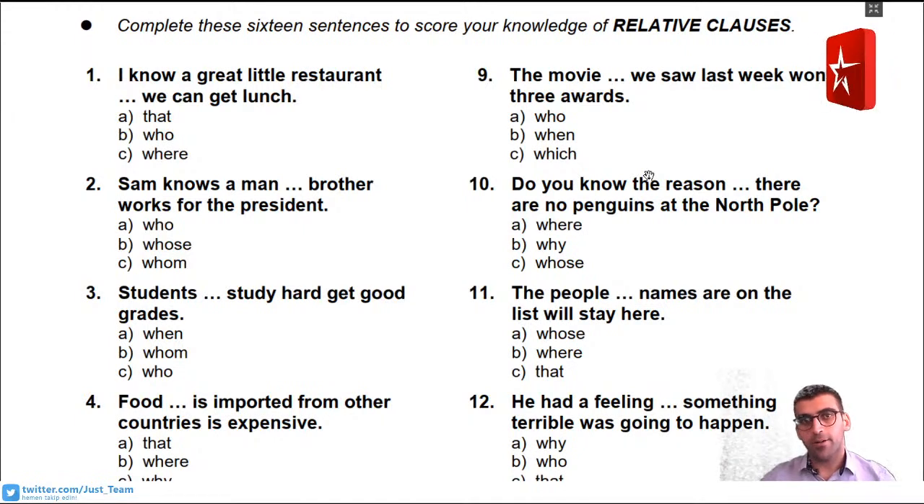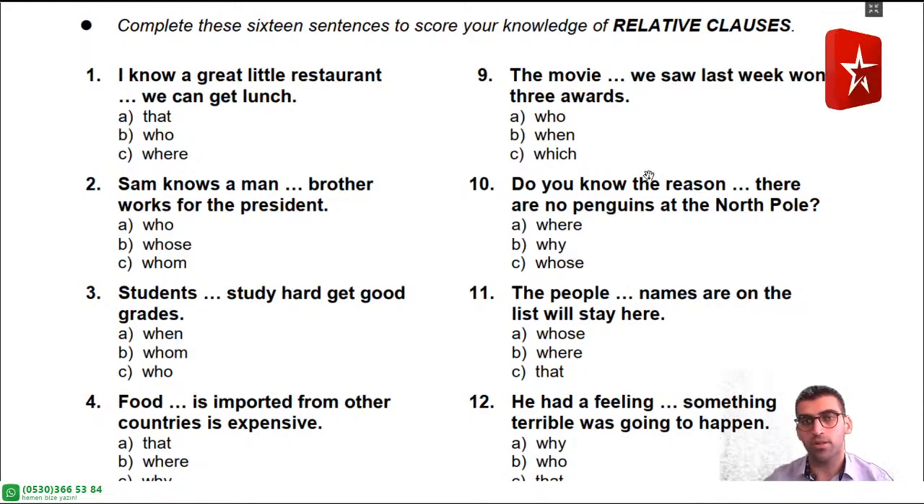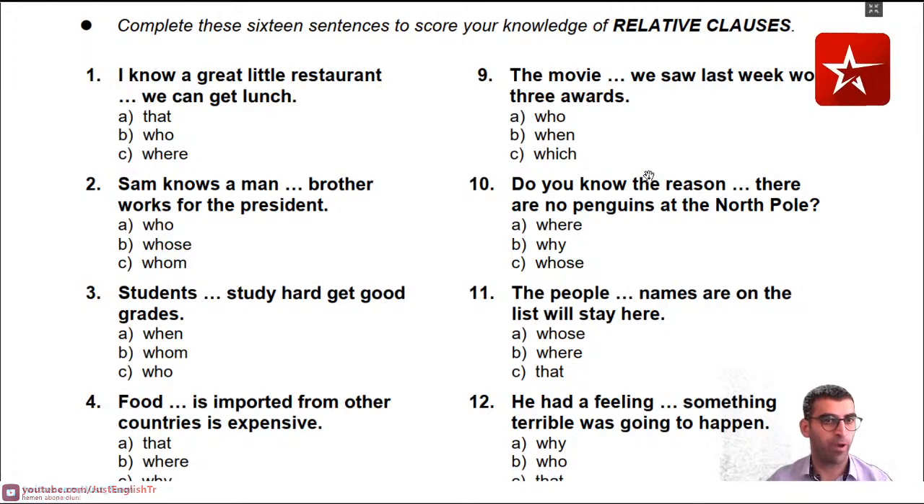I know a great little restaurant where we can get lunch. Yes, the correct answer is C. The correct answer is where, because we are talking about the place. Yes, because we are talking about the place, that's why we have to use where.